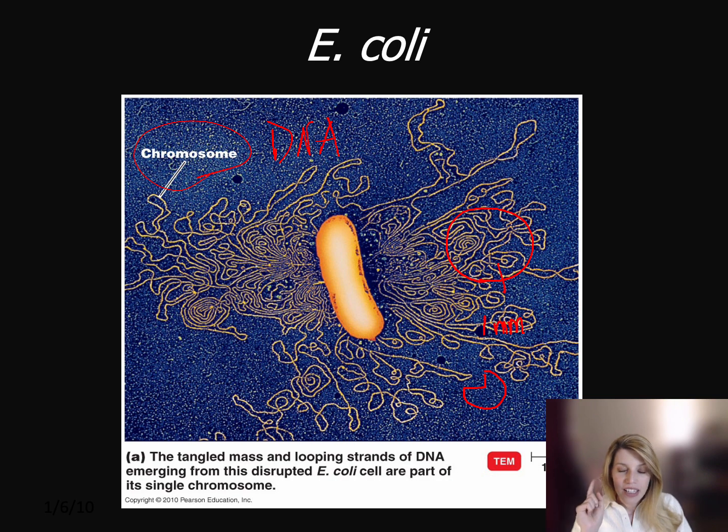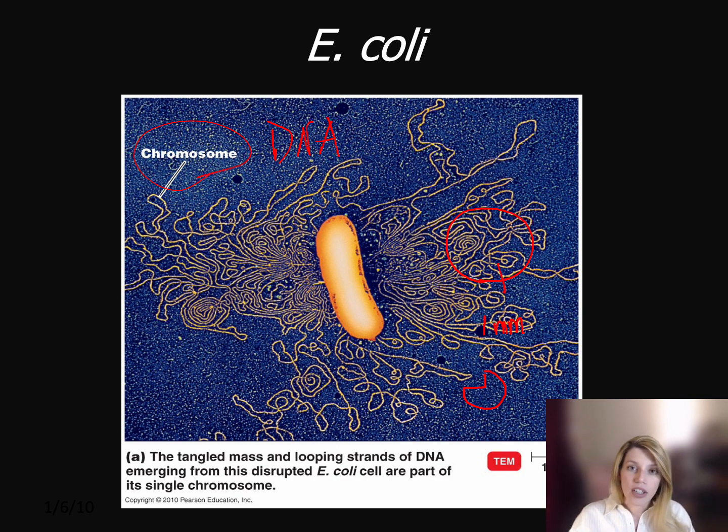Now, let's think eukaryotes and let's think humans. If you took all of the genetic material from one human cell and you stretched it out along a ruler, it wouldn't fit on a ruler. It would be over 2 meters long. That's a lot of genetic material, and that's just from one cell.